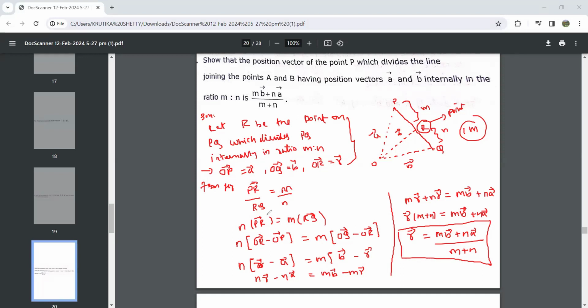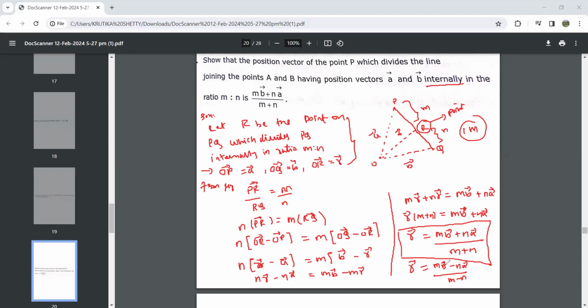Now based on this derivation, the same formula with a negative sign we use for external division. So it will be m into vector B minus n into vector A divided by m minus n. Here they have already told the point R is dividing internally. If the point R is dividing externally, this formula is used.